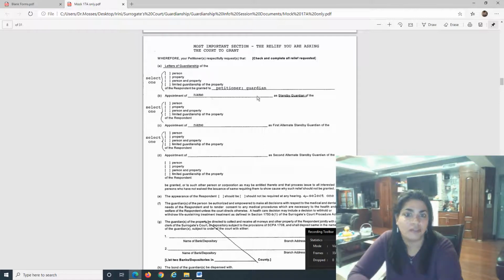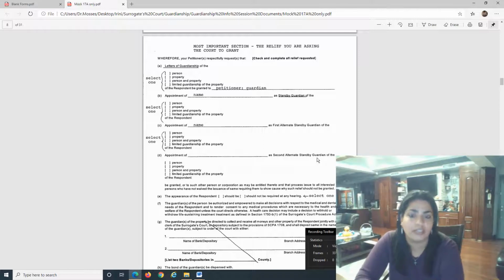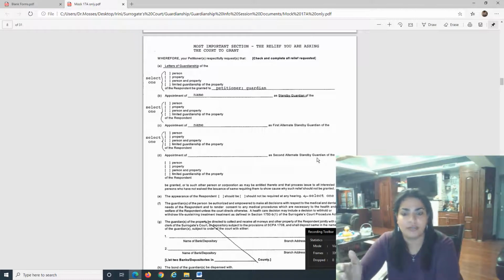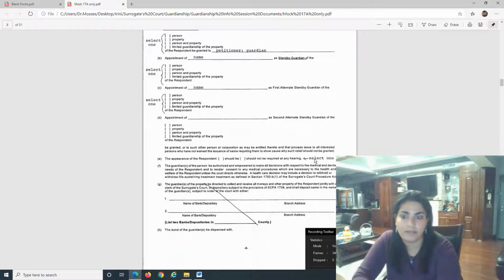Appointment of so-and-so as the standby, if you have a standby. So-and-so as the first alternate. So-and-so as the second alternate, if you have these people lined up. We strongly recommend that you have your lineup ready as much as possible. You can always change it later on, but it's better to have something in place and then amend it later on rather than have nothing and then be in a situation where somebody's scrambling to step up to the plate if it's absolutely necessary.